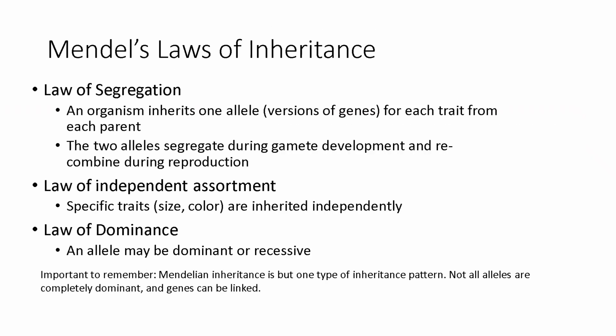Mendel's work gave rise to three core principles of inheritance. First, the law of segregation. Each parent contributes one allele for every trait, and these segregate during gamete formation. Second, the law of independent assortment. Traits like flower color and seed shape are inherited independently of one another. Third, the law of dominance. Some alleles mask the effects of others. It's important to note, real-world inheritance can be more complex, with phenomena like incomplete dominance and gene linkage.